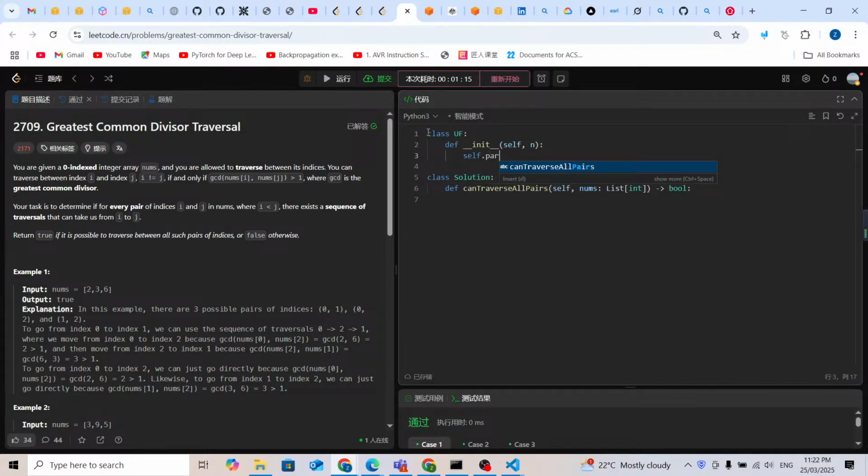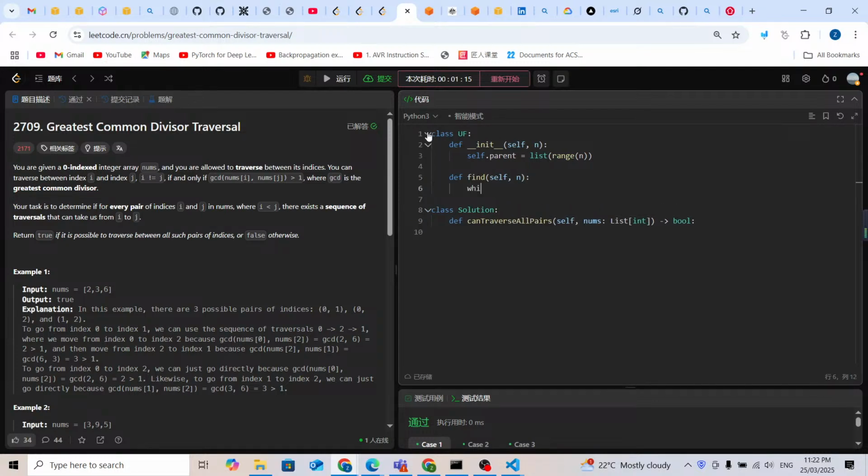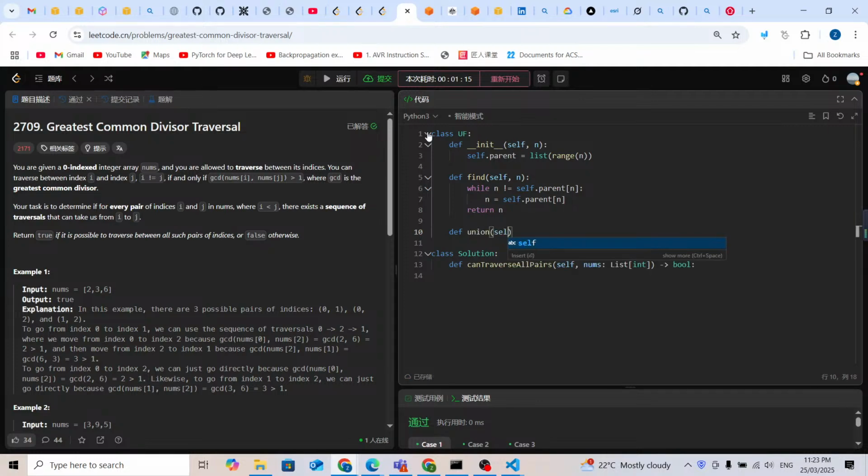I'm gonna define self.parent. It's gonna be a list of range with a, and then I'm gonna define the find. So while n is not equal to self.parent[n], n is gonna equal self.parent[n], and we're gonna return n. And the union.